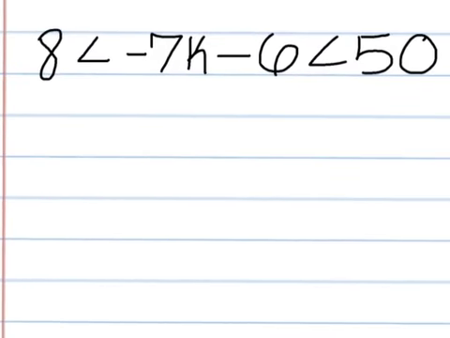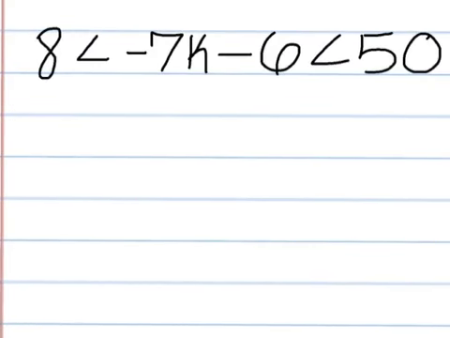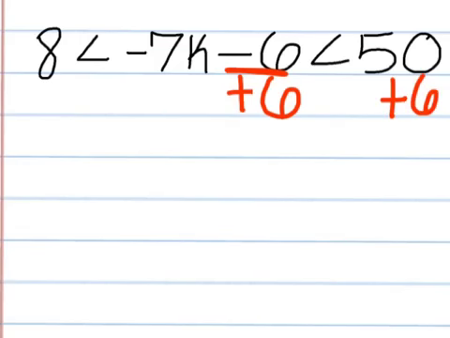Okay, for example 5, we have 8 is less than negative 7k minus 6, which is less than 50. What's the first thing we want to do to this inequality to find our k? We want our k by itself. The minus 6. It's a minus 6, which means we're going to be adding 6. And if we do it to the middle, we're going to add it to the right side. We're going to add it to the left side.